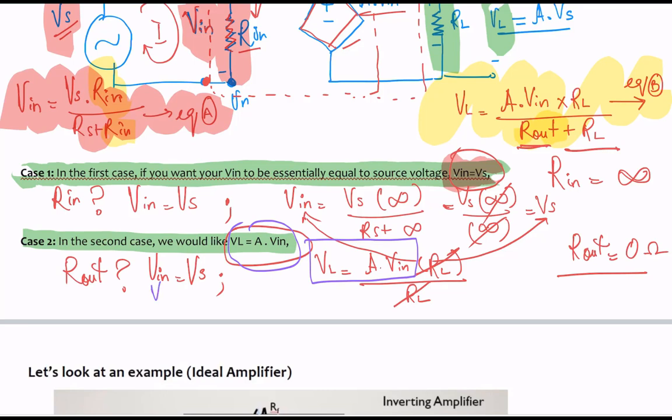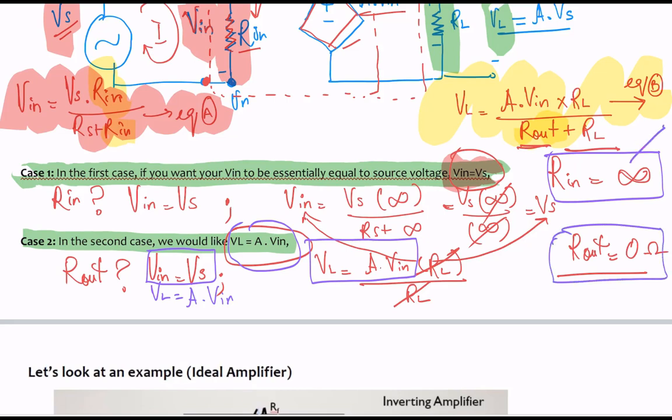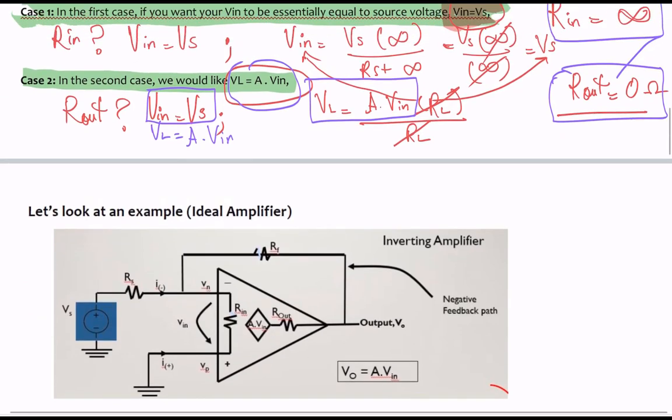We were aiming for VL equals A dot Vn, and then also we were aiming for Vn equals Vs, that we got from putting the input resistance equal to infinity. So two things that we learned: in an ideal amplifier, we want the input resistance to be extremely high, ideally infinity, and then output resistance to be very small, ideally 0 ohm. Okay, all right. Now I'm going to take you to some theory right here.